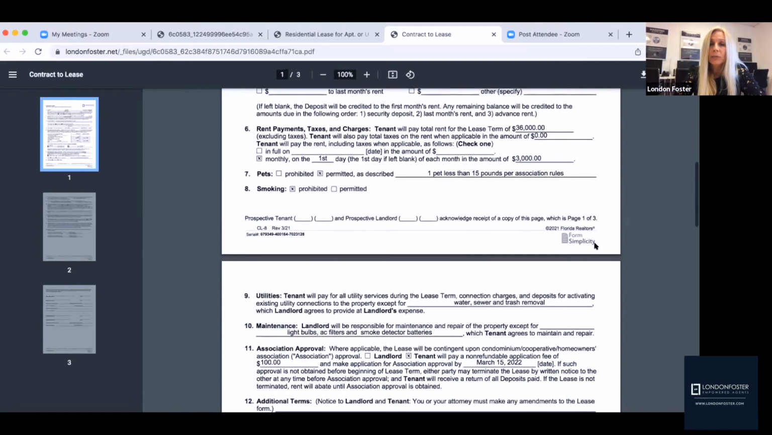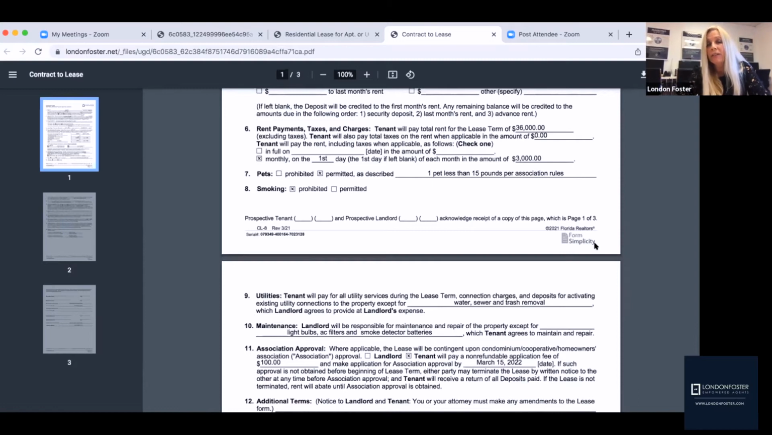Number 6, moving on, rent payments. This is added here because some of the short terms have taxes on them. So you want to make sure of that with the listing agent. This is a regular condo rental that my example is made from. So the total rent for the lease term is going to be $36,000. It's 3 times 12. Pretty easy math, $36,000 excluding taxes.